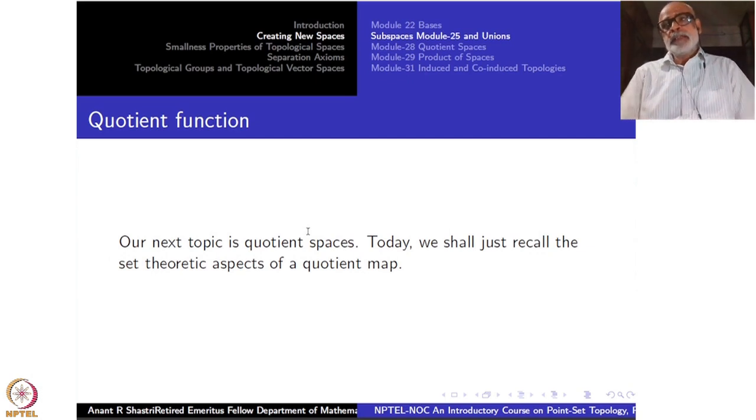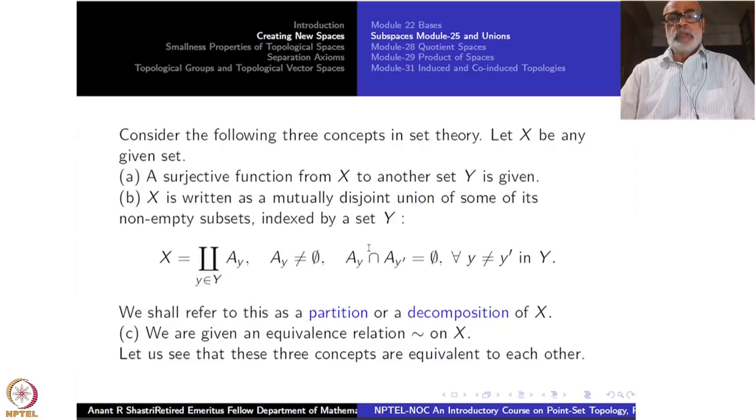Today we should just revise what is the meaning of a quotient function. Three different ways of looking at a quotient function is our topic just now, and then next time we will study the quotient spaces. We will come to topology. Right now it is only a set theoretic property that we are going to recall. Consider the following three concepts in set theory.